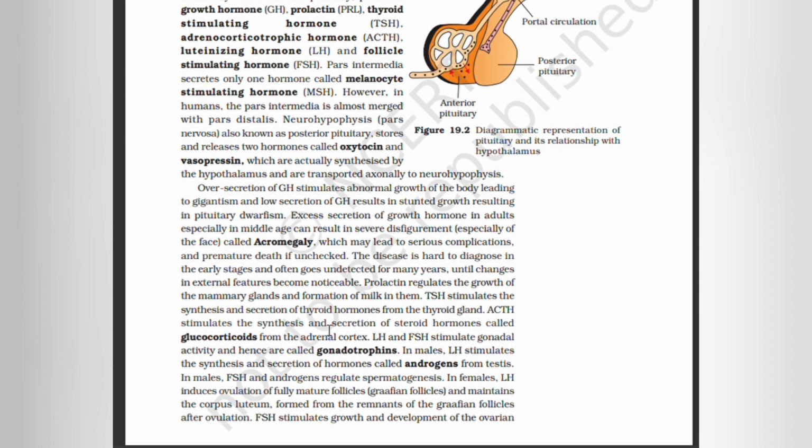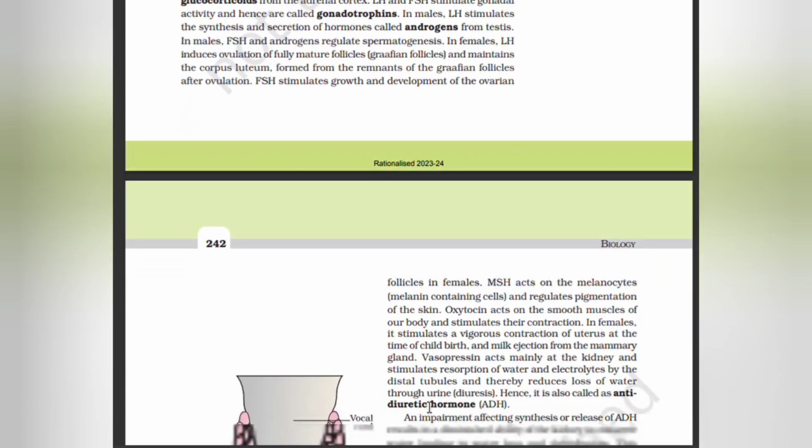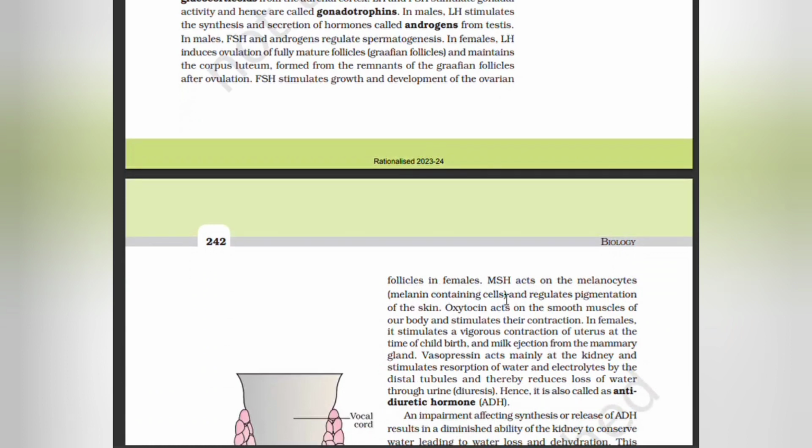In females, LH induces ovulation of fully mature follicles and maintains the corpus luteum formed from the remnants of the Graafian follicles after ovulation. FSH stimulates growth and development of the ovarian follicles in females. MSH acts on the melanocytes, melanin containing cells, and regulates pigmentation of the skin. Oxytocin acts on the smooth muscles of our body and stimulates their contraction.